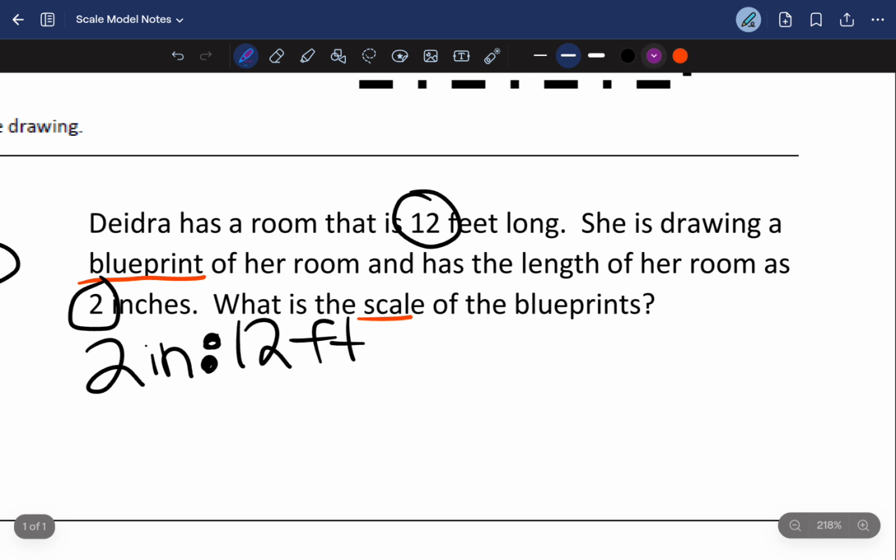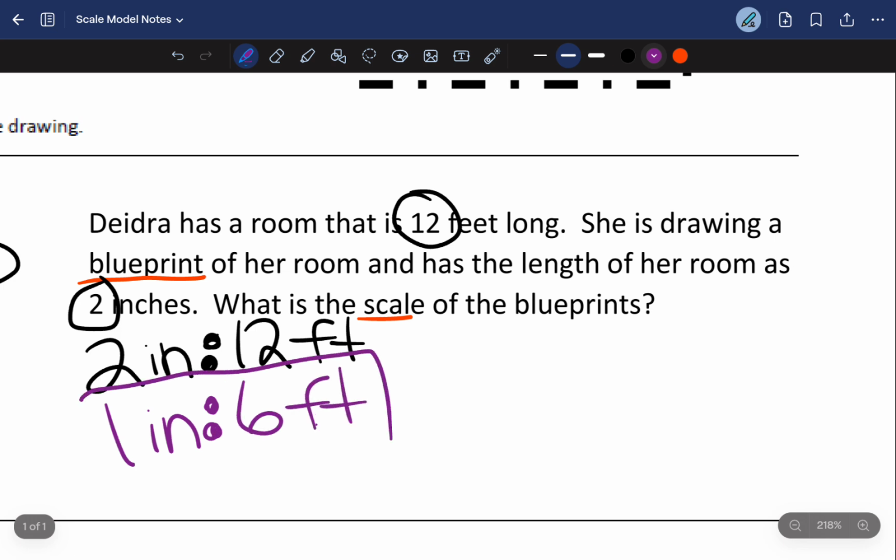And I'm going to see if I can simplify that. Both those numbers are even, so at the very least I could divide them by 2. 2 divided by 2 is 1, so I have 1 inch. 12 divided by 2 is 6. So what that tells me is that 1 inch in Deidre's drawing represents 6 feet in her room.